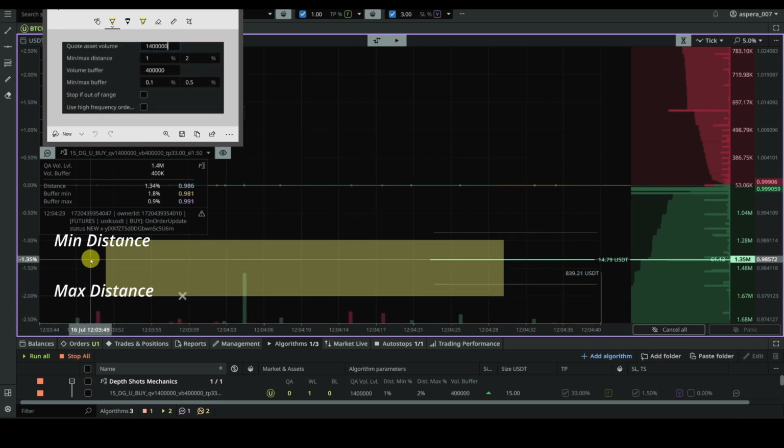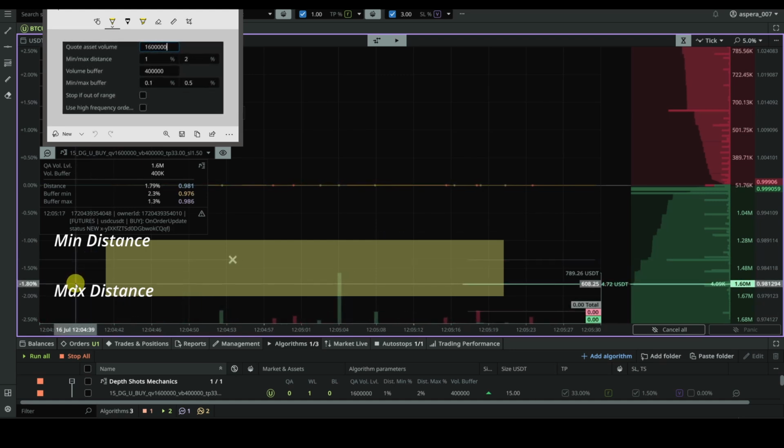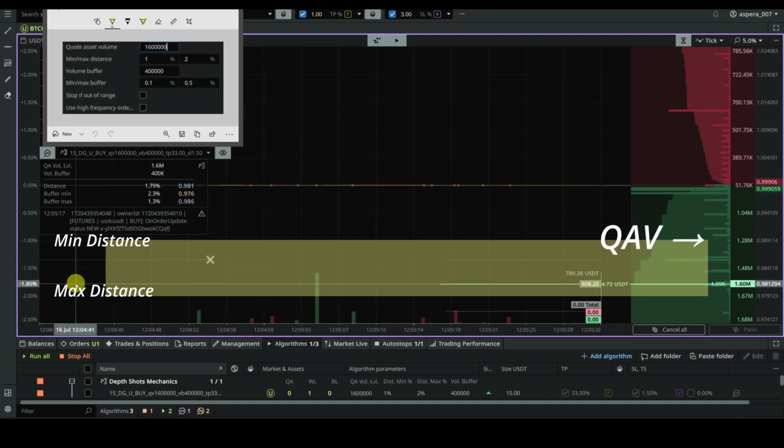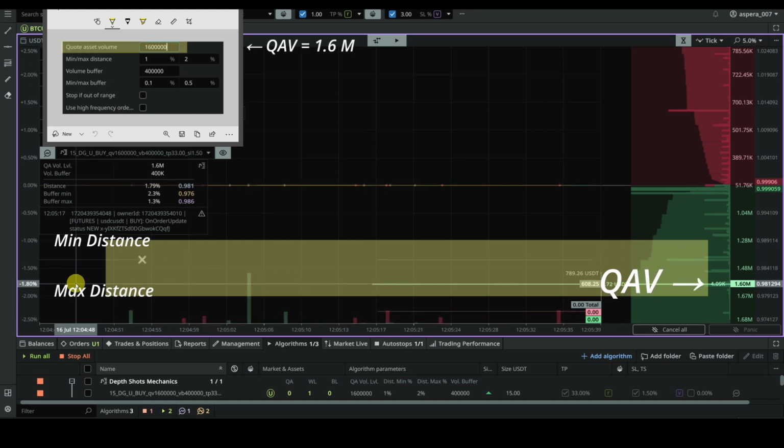All the remaining parameters have nothing to do with the price, and they have everything to do with the order book. The quoted asset volume is simply the expected instantaneous trading volume we predict to happen in the corresponding part of the order book, which then would make a shot.